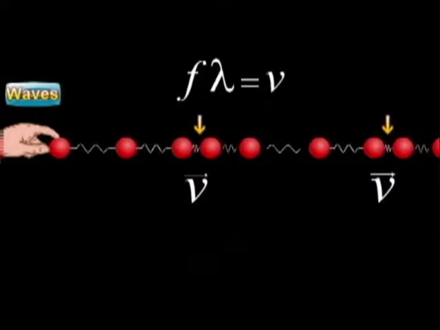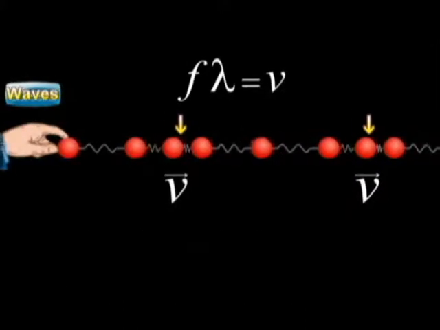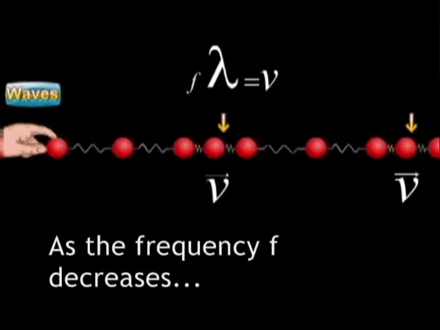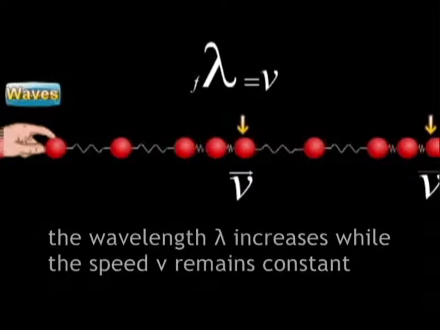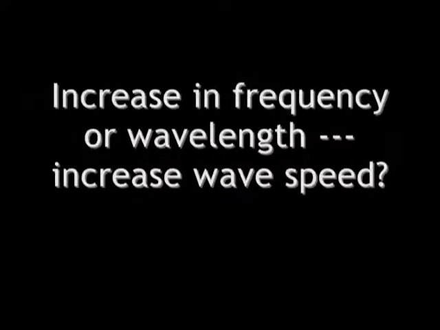It also shows the inverse relation between f and lambda, which means that for a particular medium with fixed properties, as frequency decreases, wavelength increases while the speed remains constant. Many students believe that increasing frequency or wavelength will result in the increase of wave speed. Do you agree with them?